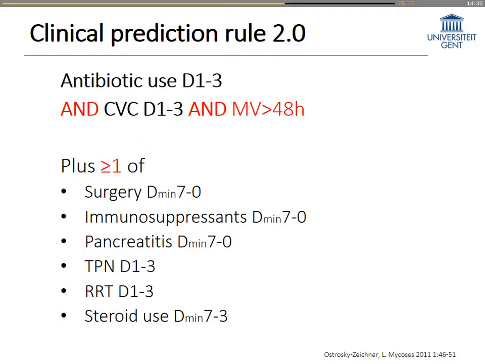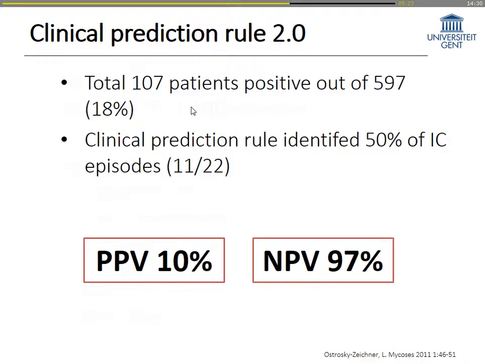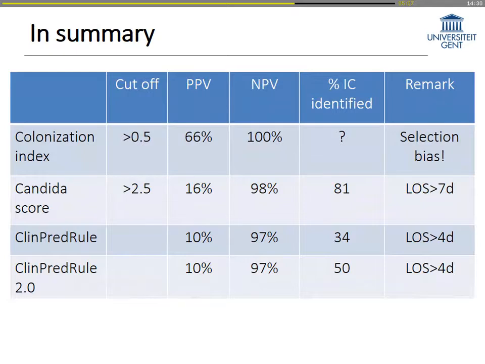That's why it was slightly changed. This is the 2.0 version of this score, in which mechanical ventilation was added and only one of the additional factors was used. Also, you needed all 3 of the above factors, and it's slightly improved, although indeed now with this score only half of the patients with invasive candidiasis in this cohort were predicted. So we're still lacking actually a good tool to effectively identify patients at risk.